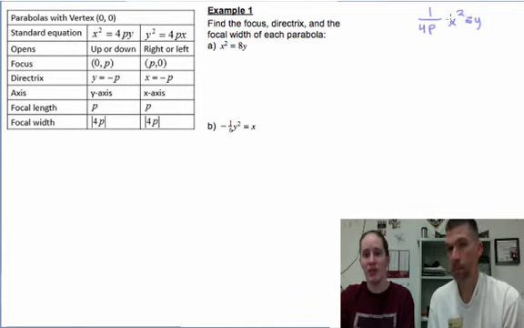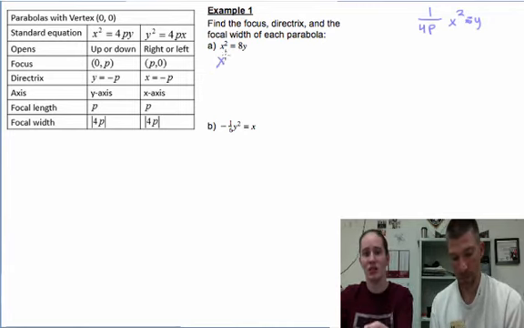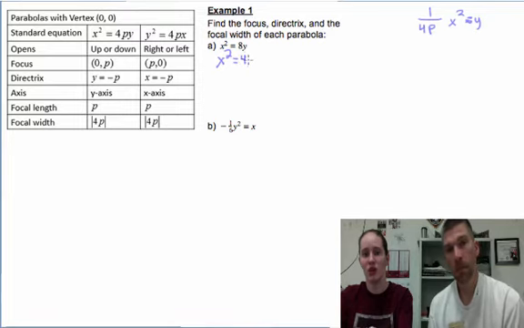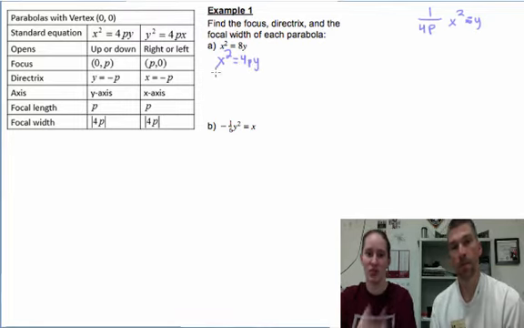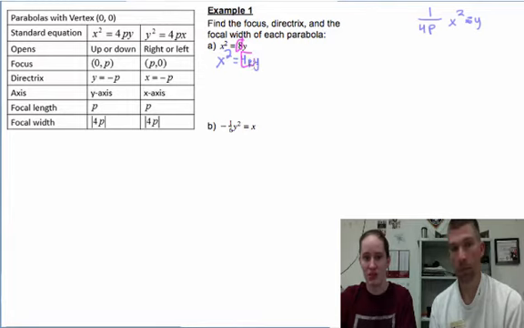And it all depends on what your formula is. Because like this, we need to just compare. x squared equals 4py. That's our standard form. They gave us x squared equals 8y. So what does 4p equal? 4p has to equal 8. It does, because this and this have to match.